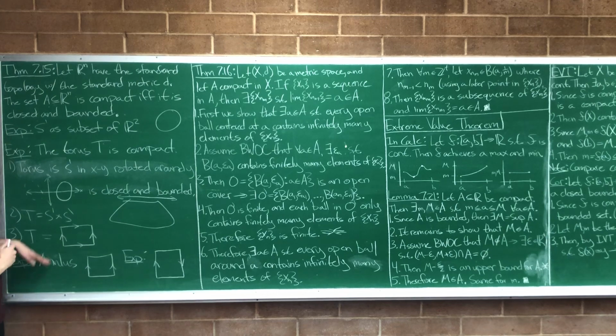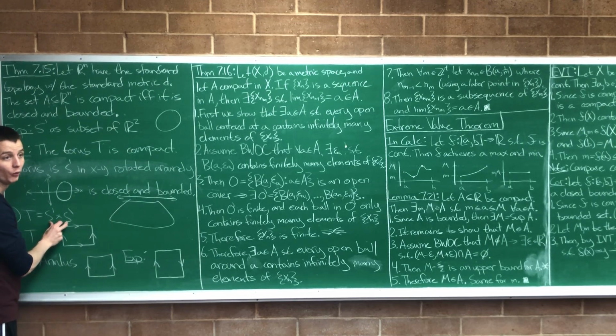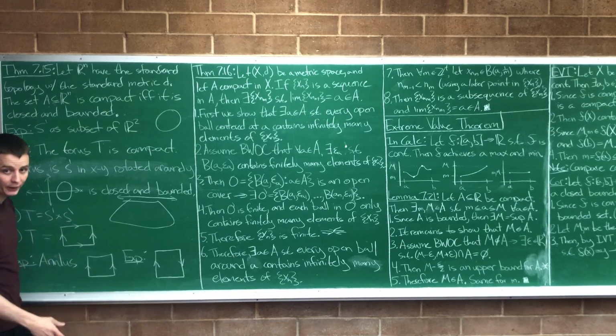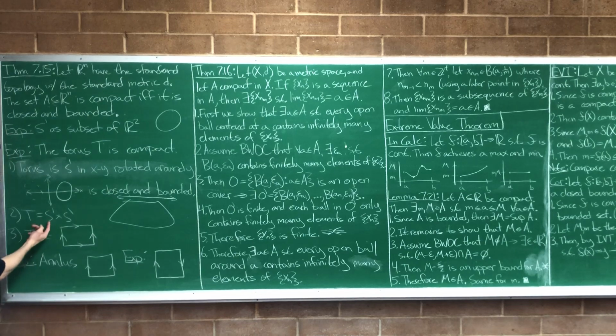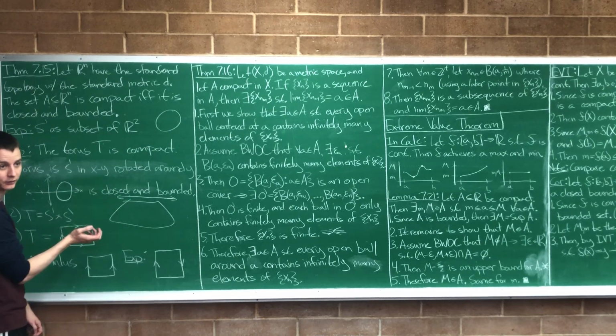So you can think about it as a circle in the xy plane, rotated around the y-axis. That would be a closed and bounded set, right? That's the most straightforward way that we think about the torus. Another way that we define the torus is S1 cross S1. One of the things we proved last time is that a compact set crossed with a compact set is still a compact set. Since we know S1 is compact, then we know that cross product is compact.